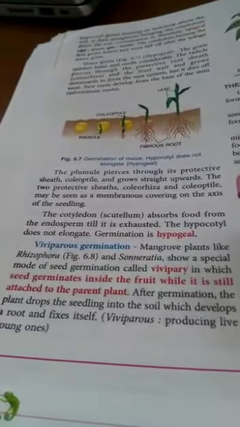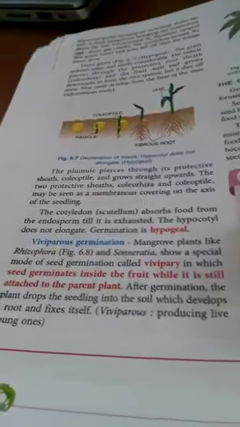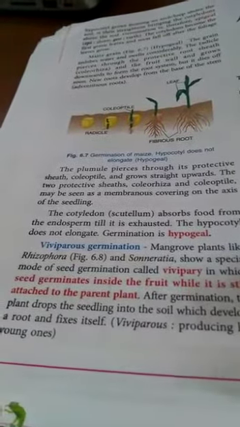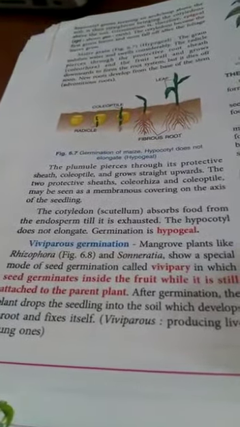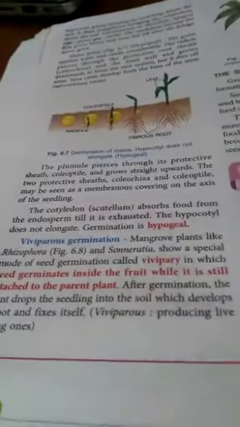There is one more type of germination, that is called viviparous germination. Viviparous germination is very commonly seen in mangrove plants. Mangrove plants are those which grow in marshy areas, in swampy mud. One of the examples is Rhizophora. So in this type of germination, the seed germinates inside the fruit while it is still attached to the parent plant. So when the fruit is still attached to the parent plant, inside the fruit the seeds start germinating. So this type of germination is viviparous germination.